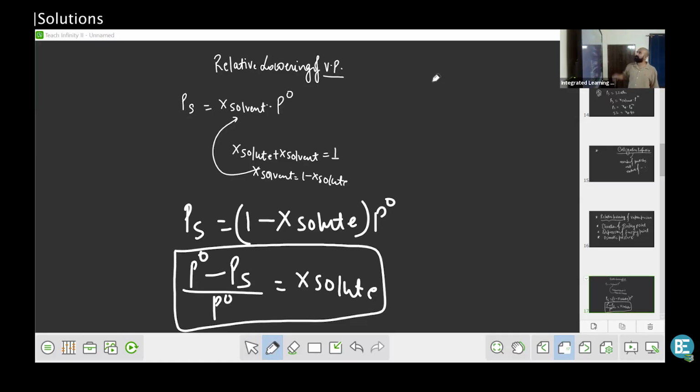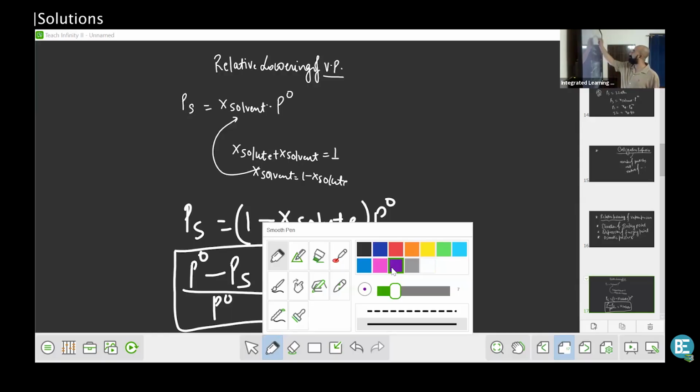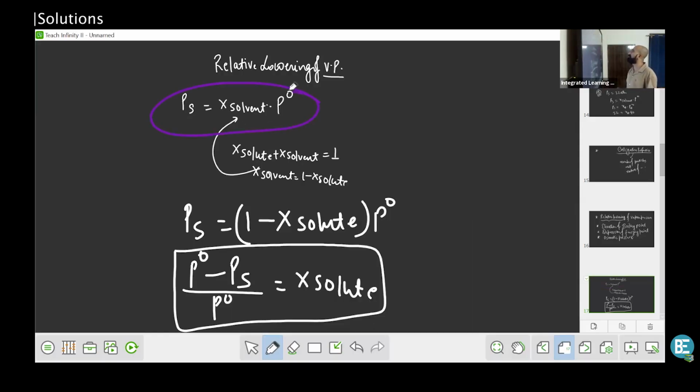What we are learning is relative lowering of vapor pressure. We have learned a little bit earlier that PS was X solvent into P naught, that is, the vapor pressure of solution is equal to mole fraction of solvent into pure vapor pressure. We know that X solute plus X solvent is 1, so in place of X solvent, I can put 1 minus X solute. Now, if you arrange this one, you will get this. So I'm asking everyone to do it on your notebook, and raise your hand after you have done it.